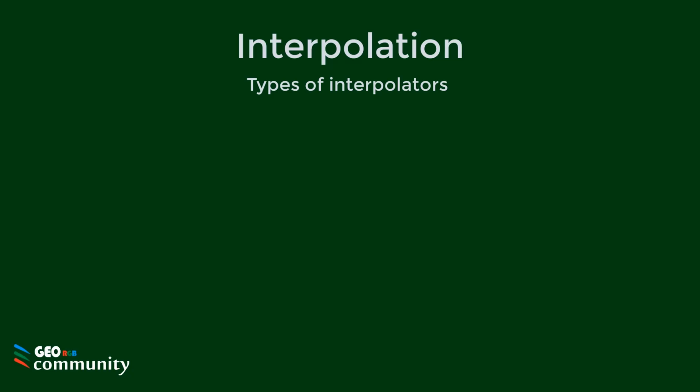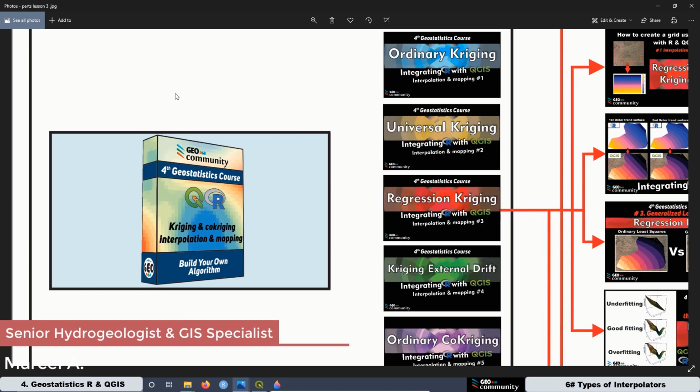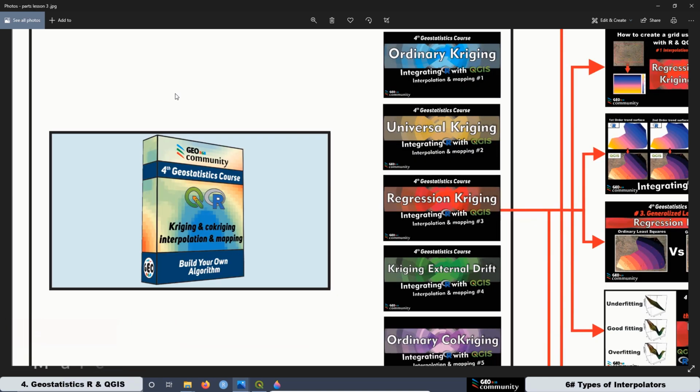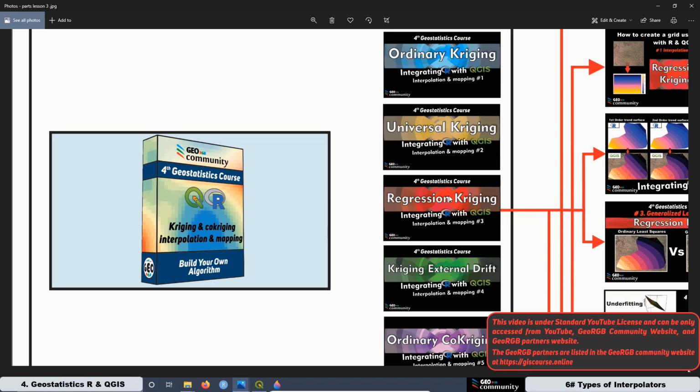Interpolation. Types of interpolators. This is the fourth geostatistics course about Kriging and co-Kriging interpolation and mapping. With this course, you are going to learn the different types of Kriging interpolation: Ordinary Kriging, Universal Kriging, Regression Kriging, Kriging with external drift, and also Ordinary co-Kriging.